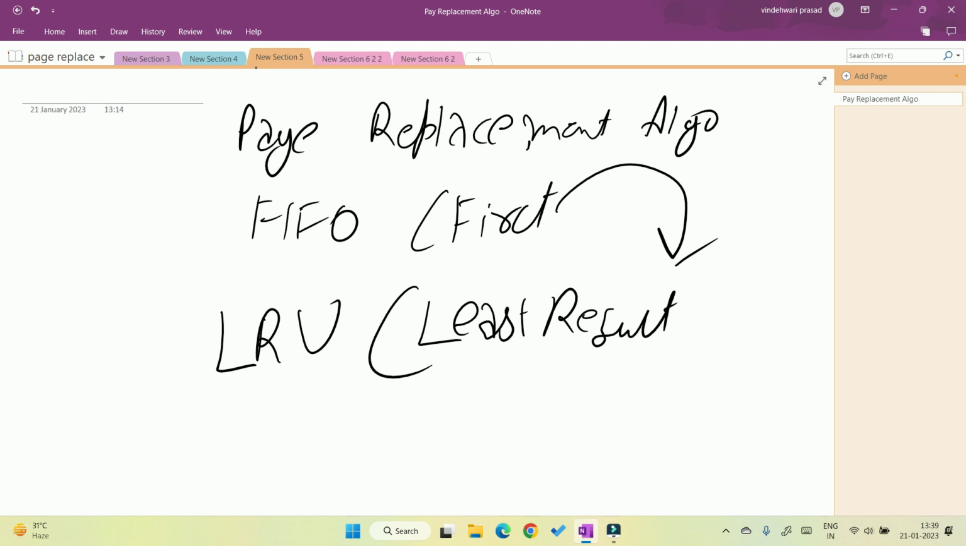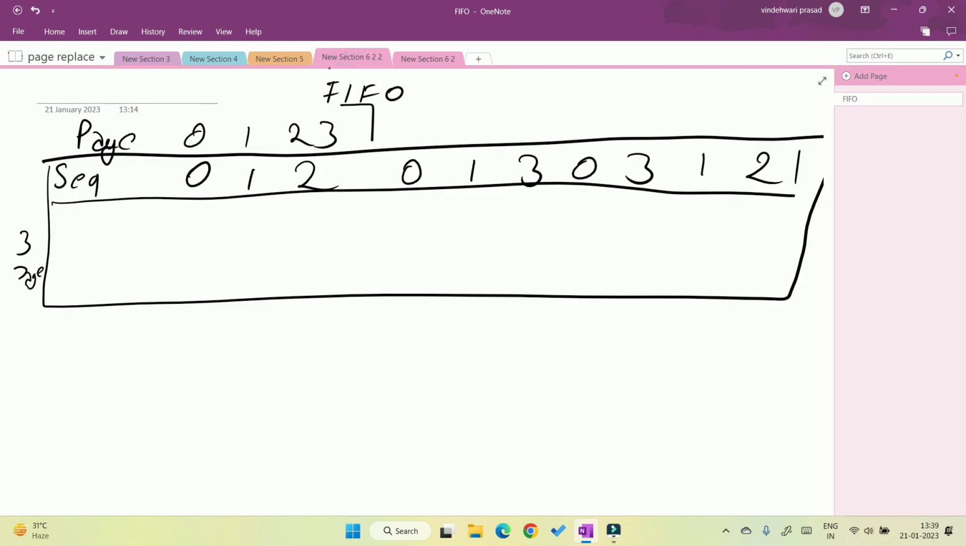Let's take an example. Suppose you have 4 pages, and your main memory can hold only 3 pages. Now suppose the main memory is currently empty. So what will happen if your process needs pages in this sequence: 0 1 2 0 1 3 0 3 1 2 1?